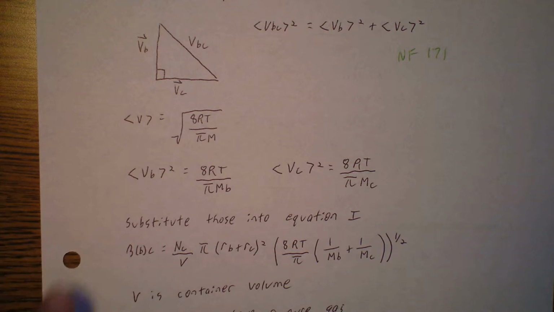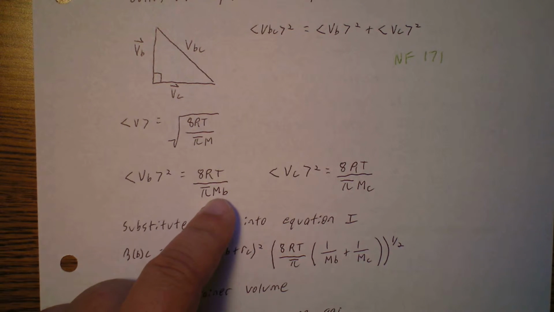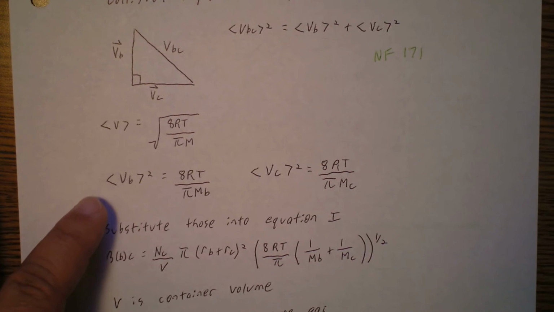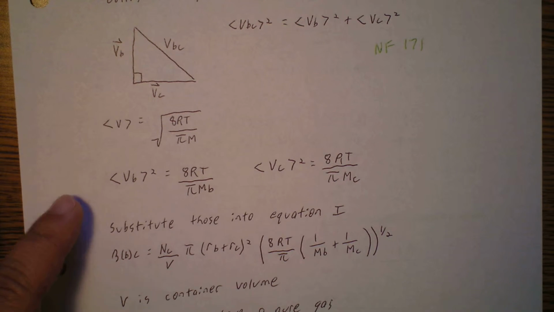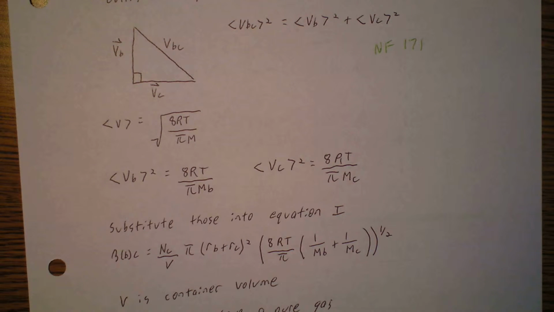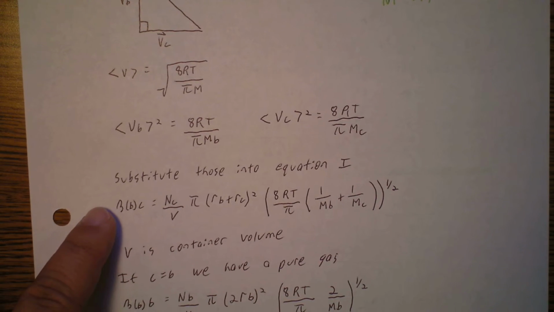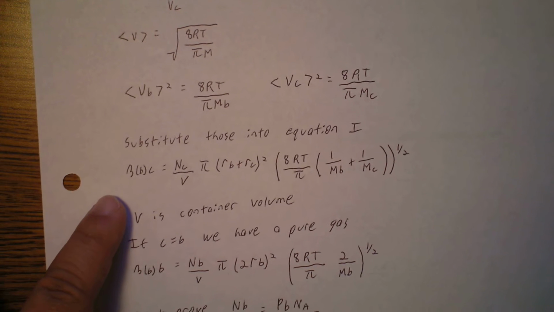So the average speed of B squared is equal to 8RT over pi MB, where MB is the molecular weight of molecule type B. And likewise, the average speed of C squared is equal to 8RT over pi times the molecular weight of C. So now we're going to substitute both of those back into equation 1.